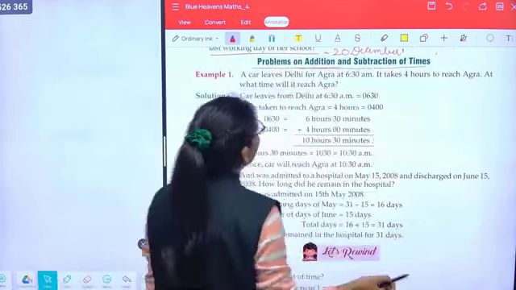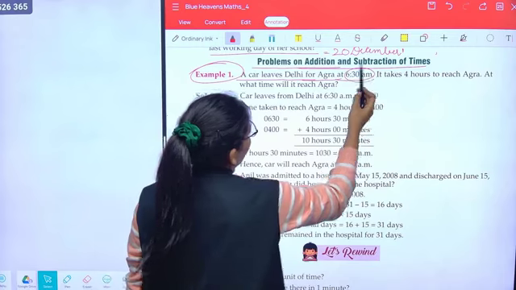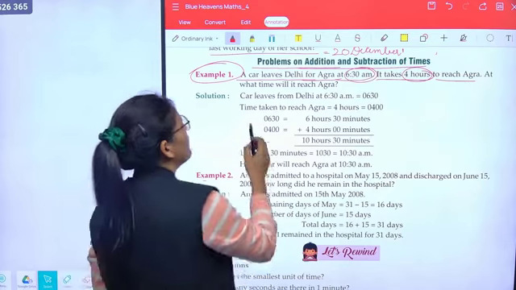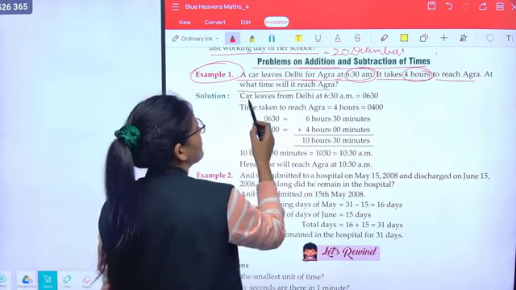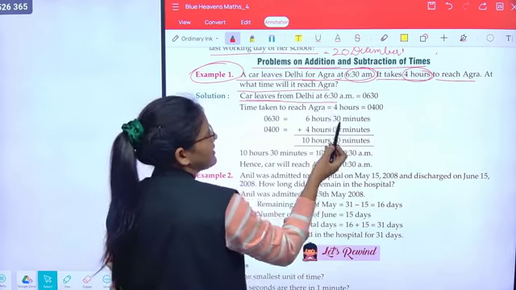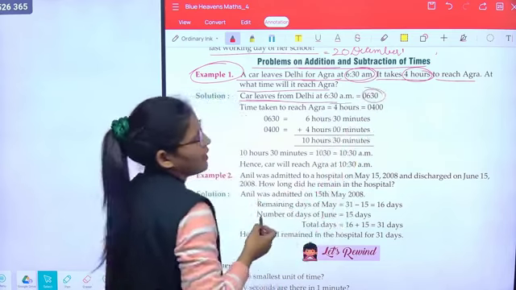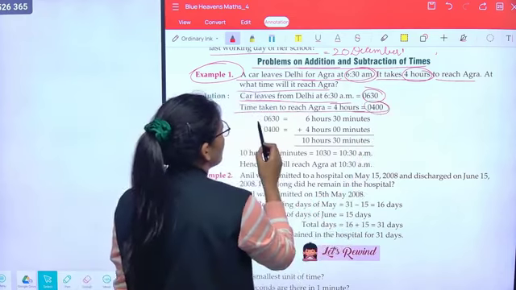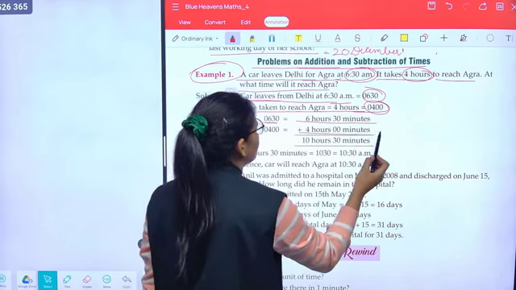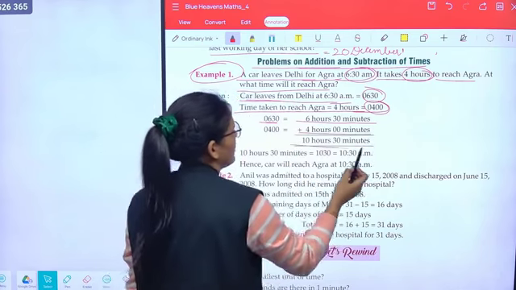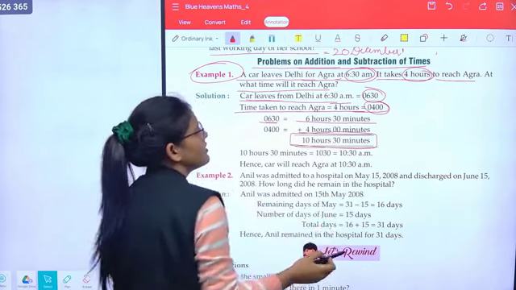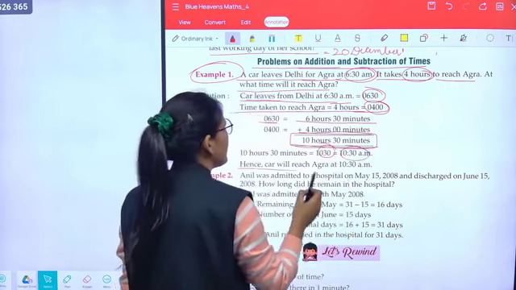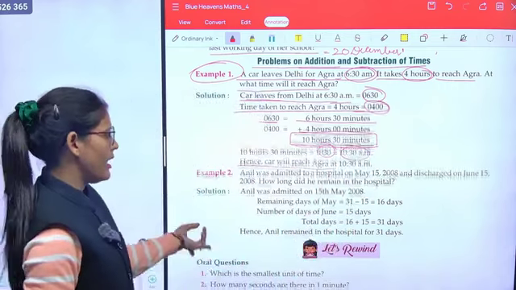Example number 1. A car leaves Delhi for Agra at 6:30 am. It takes 4 hours to reach Agra. वो 4 घंटे लेती है. At what time will it reach Agra? Car leaves from Delhi at 6:30 am in 24 hours time. Time taken to reach Agra, 4 hours. So 6 hours 30 minutes plus 4 hours makes 10 hours 30 minutes, which means 10:30. Hence the car will reach at 10:30 a.m.